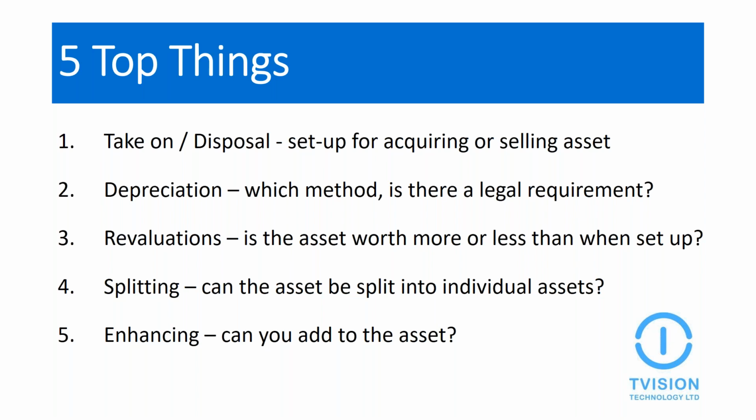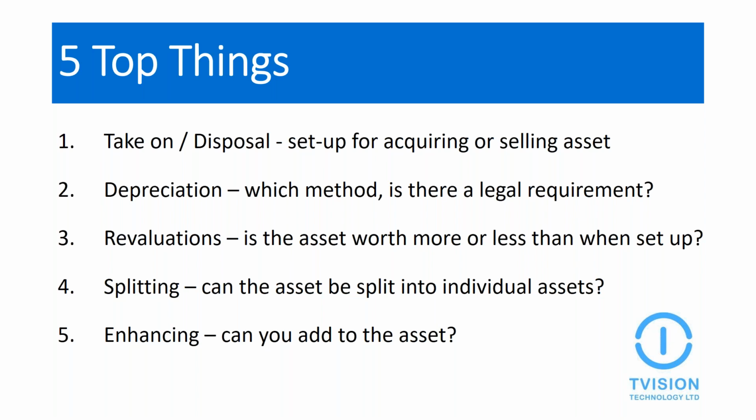Then we'll show you how to revalue the asset, as some may increase over the years, for example, property. And some assets can also be split up into individual assets and have their own value and depreciation. So, for example, a truck could be split into a hoist, a tow bar, and a main vehicle. Then we'll do the other way around. You can enhance an asset by adding to it and creating a bigger one. So, for example, adding a new machine to a production line.